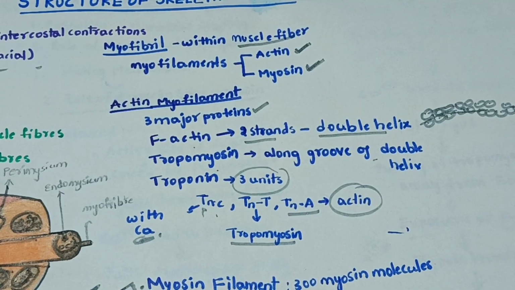F-actin contains two strands which form a double helix. The tropomyosin is present along the groove of the double helix. Next, the troponin contains three main units. Troponin C binds with calcium, troponin T binds with tropomyosin, and troponin A binds with actin. These are the three components of troponin.